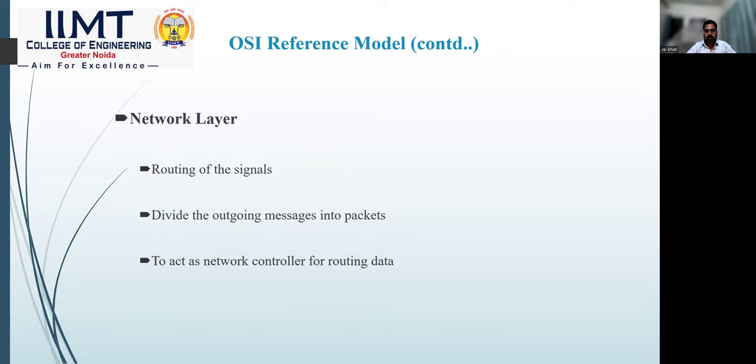The third layer is network layer, whose basic function is routing of the signals through the network. It divides the outgoing messages into packets and it also acts as network controller for routing data.